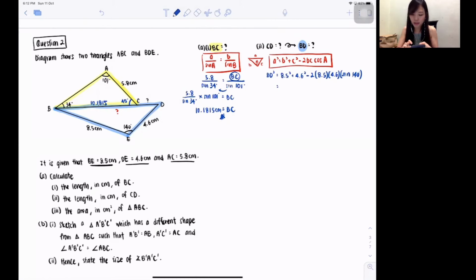So I press the calculator. I got 43.1440. But they want to find BD, not BD squared. So square root that. Do you guys get 6 point something? Sorry.